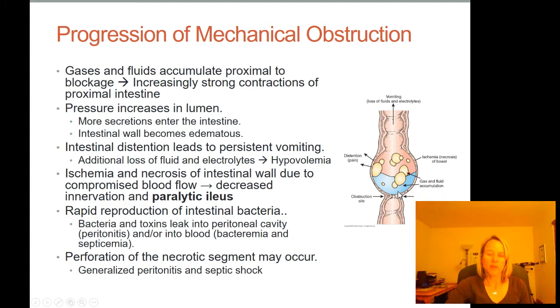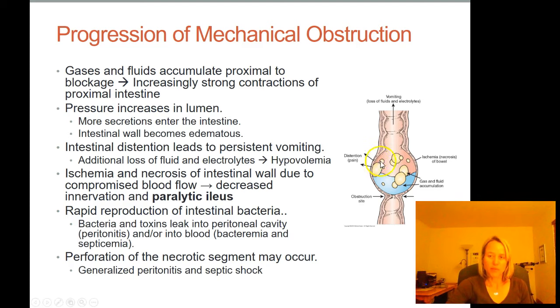Next, we get rapid proliferation of intestinal bacteria, and they can leak out because the bowel becomes more permeable. They can leak out into the peritoneal cavity, causing peritonitis, or into the blood, causing bacteremia and septicemia.